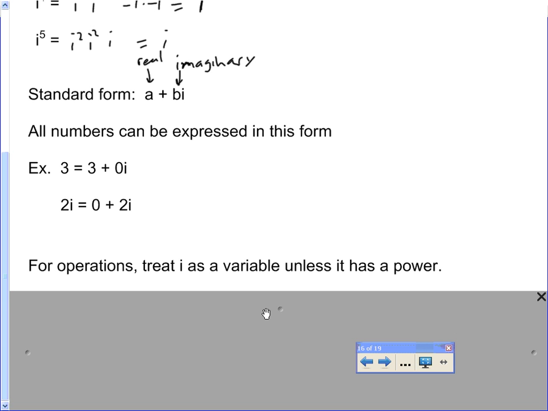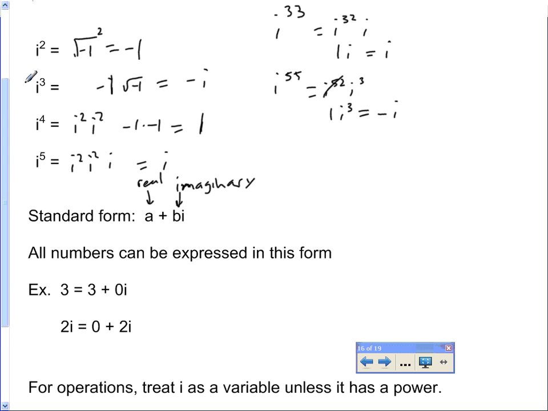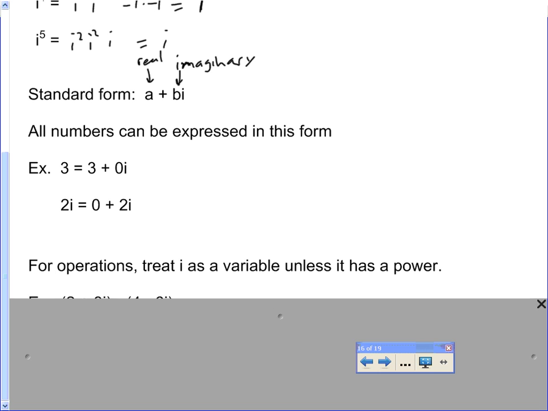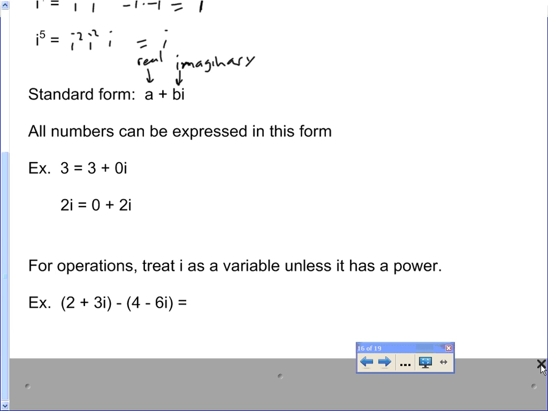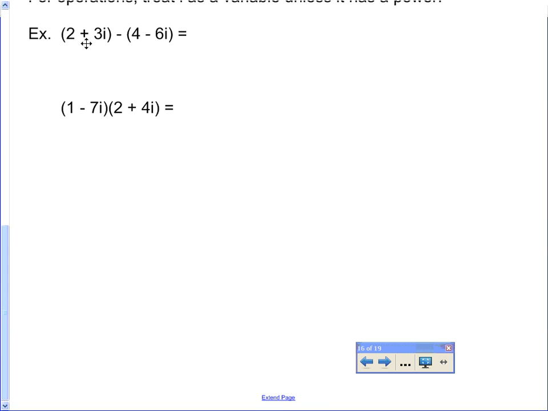So for operations, we're going to treat i as a variable until we get a power on it. Once we get a power on it, we're going to go back and use these rules for i's to powers to change it up. So let's start with subtracting. I'm going to subtract these. So I'm taking 2 plus 3i minus, I'm going to distribute this minus, so it's minus 4 plus 6i. I'm going to combine like terms. So 2 and negative 4, 3i and 6i, this is 9i, and that would be my answer.